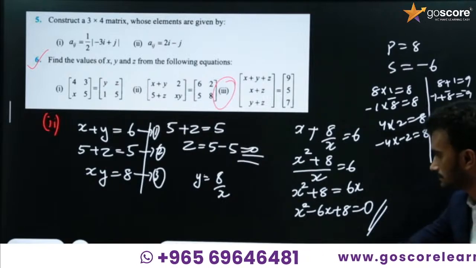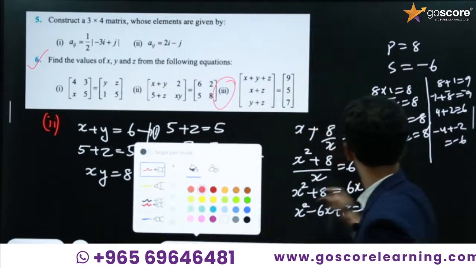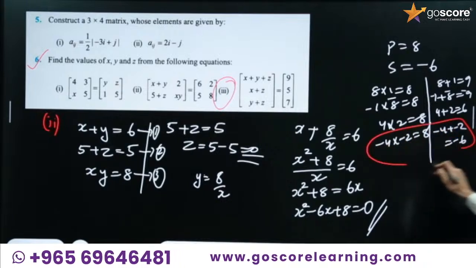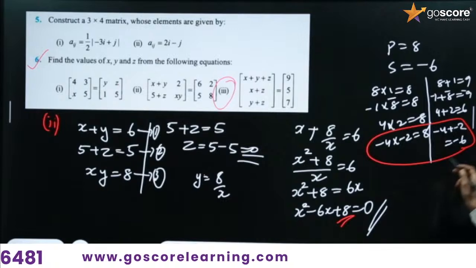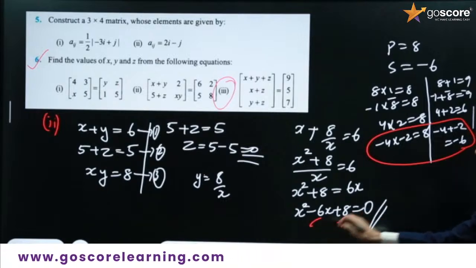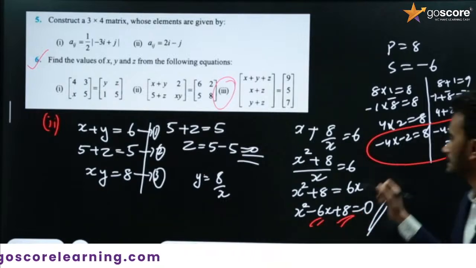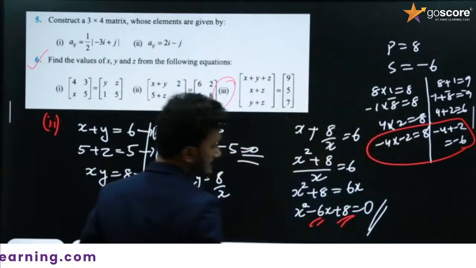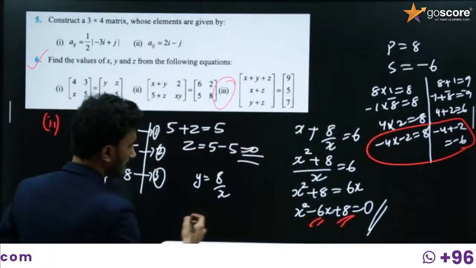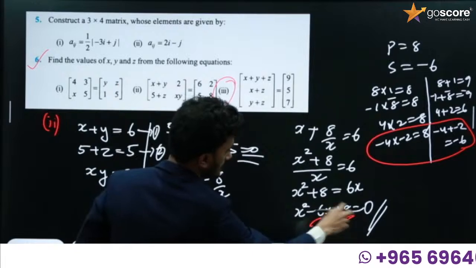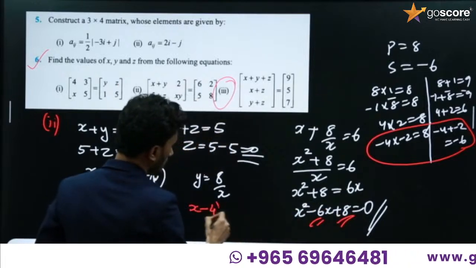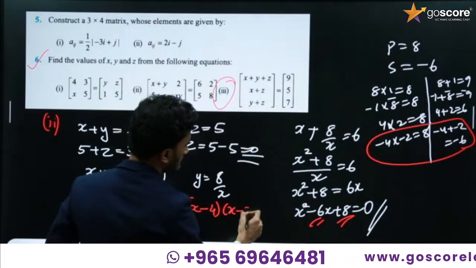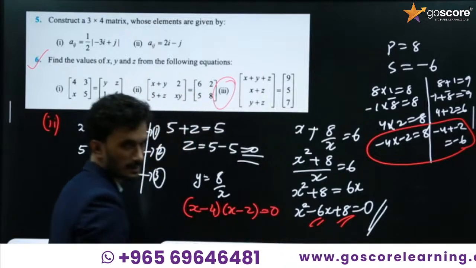Here you can see minus 6. This one. Product is 8 and sum is minus 6. So this one is correct. So we can split this x square minus 6x plus 8 as x minus 4 into x minus 2 is equal to 0.